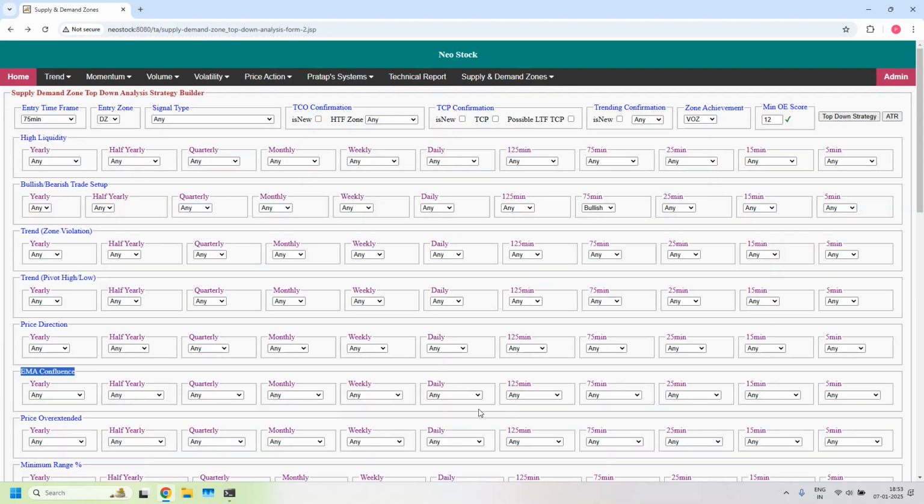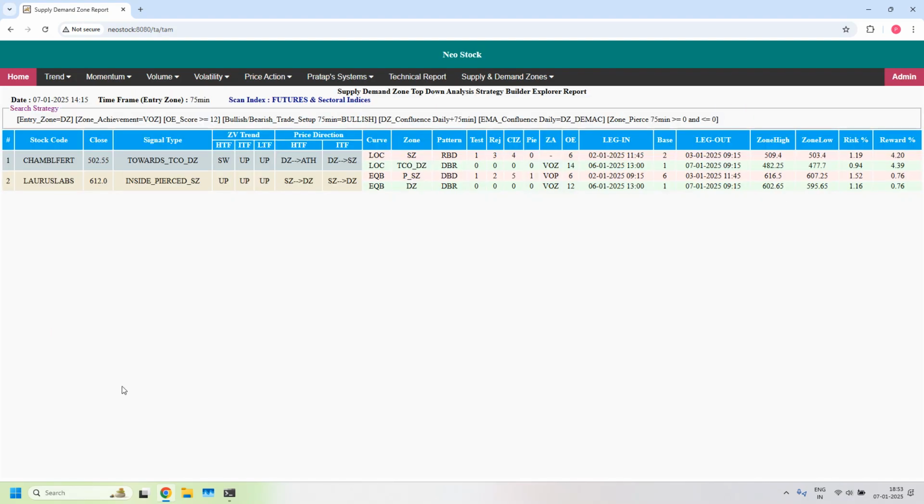Let's verify. In the EMA confluence, daily time frame, why daily? Because the 75 minutes demand zone is part of the daily demand zone. That's why we are setting the filter daily demand zone having daily EMA confluence. With this filter, we got 2 stocks. So these 2 75 minutes demand zones are even more high probability trade setup supported zones.